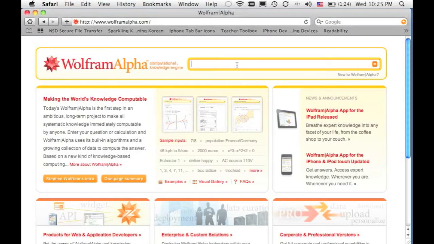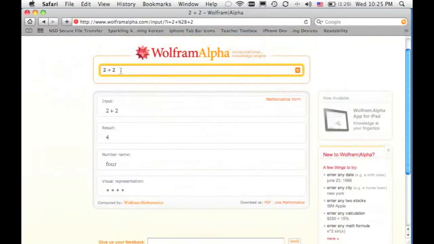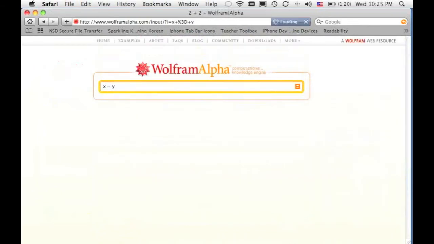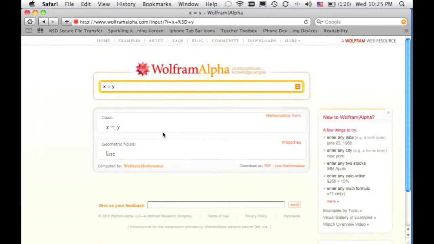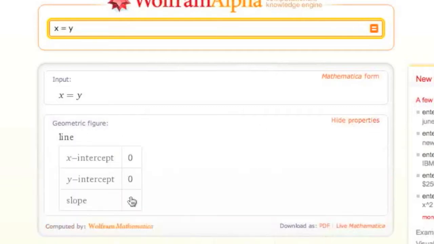Let's start with something simple like 2 plus 2. Cool, so it gives you the input, the result, words, visual representation. Let's make it a little more complicated. X equals Y. A mathematical question. And it says, well, that's a geometric figure, it's a line. Let's see what the properties are. Okay, the slope is 1, x and y intercepts.